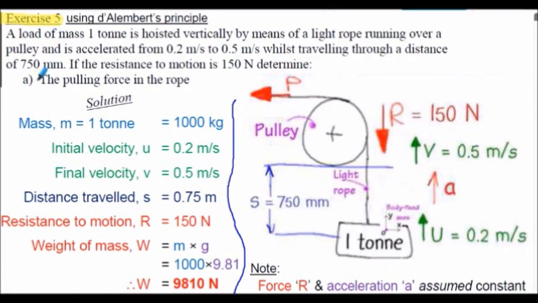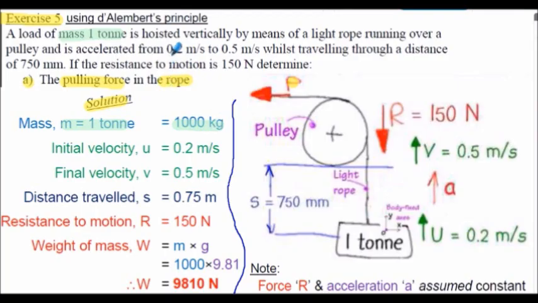Exercise 5, part A, solution. We're calculating the pulling force in the rope, labelled P in the diagram here. Extracting information from the question, the mass is 1 ton, so m is 1 ton. Converted into kilograms, it's 1,000 kilograms.